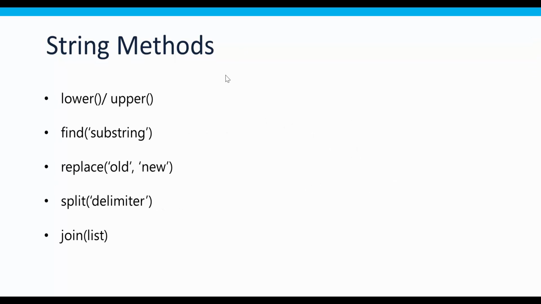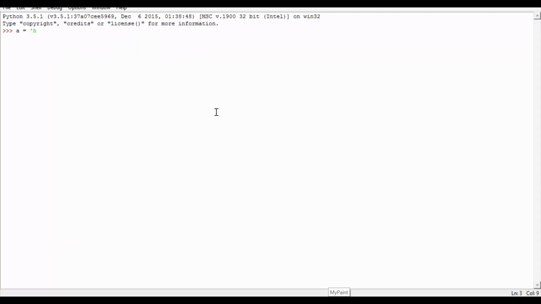Now let's dive into the string methods. As you have seen in the previous slide, string is a type of object. The functions that are going to run on an object are said to be methods. So here are some of the most commonly used methods: lower, find, replace, split, and join. Now let's try executing these methods.